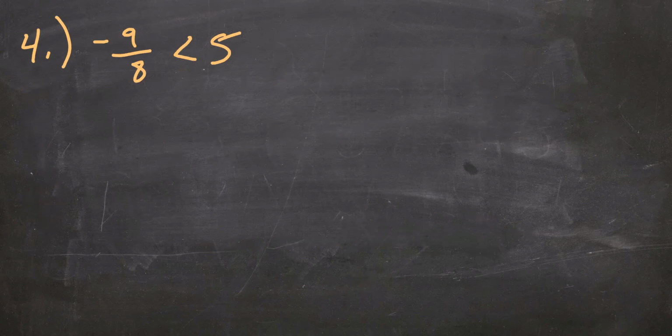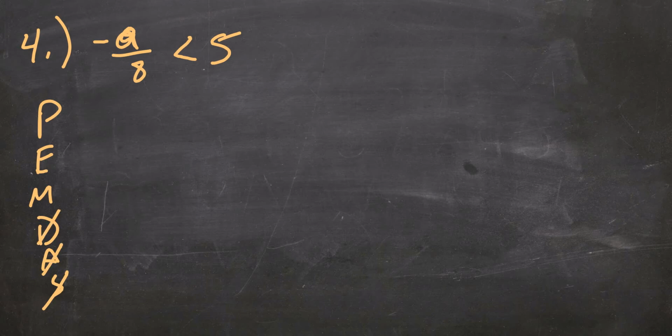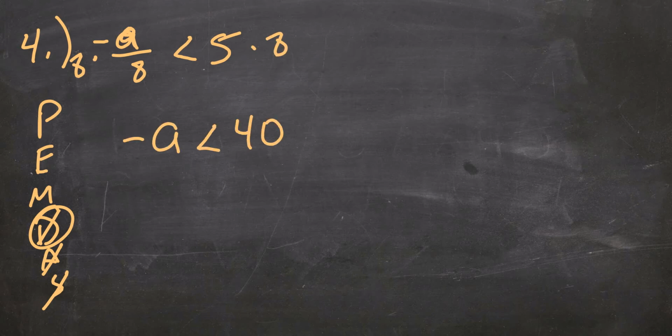Alright, number 4 is negative a. It's an a if you can't see, I know it kind of looks like a 9. Negative a over 8 is less than 5. The first thing I'm going to do is get rid of that 8. So just PEMDAS backwards. There is no subtraction. Even though I see a negative sign, there's no addition. There is division, that's why I'm going to multiply by 8 on both sides. I get negative a is less than 40.